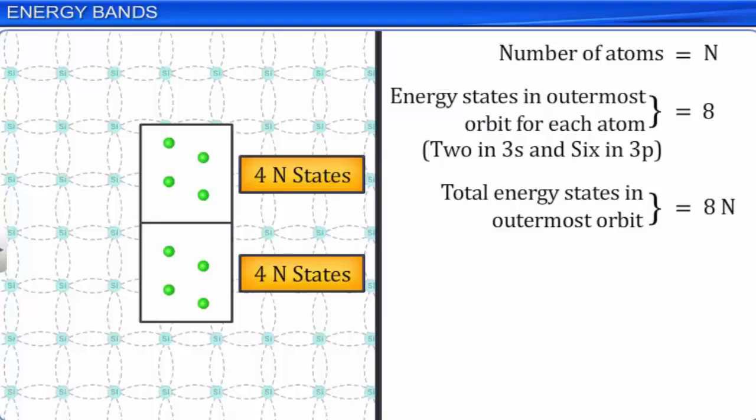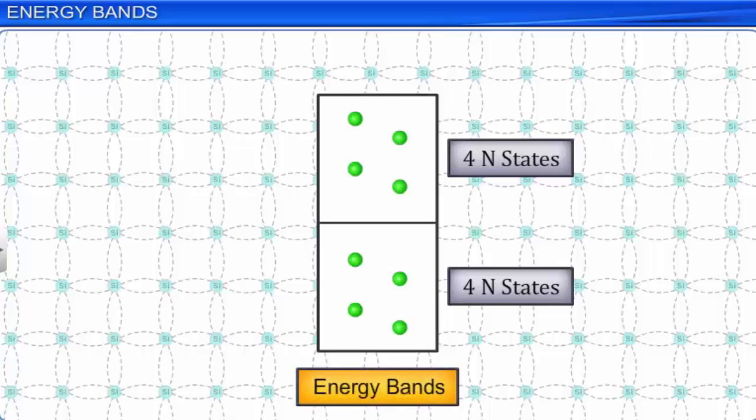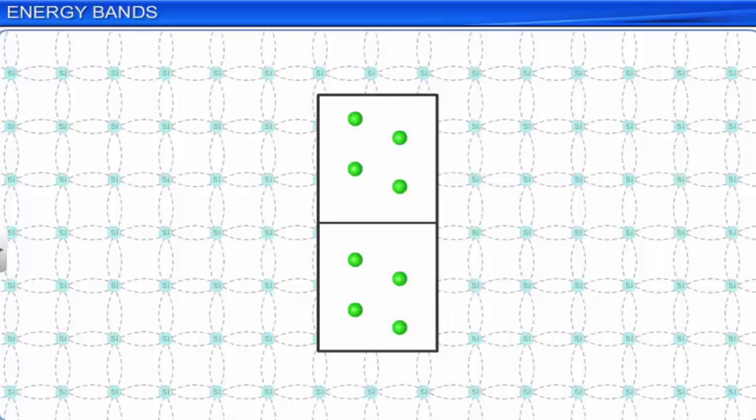In a crystal, each energy level or state is split up into a large number of closely spaced sublevels. A group of such sublevels with continuous energy variation is called an energy band. For a silicon atom, the lower 4n energy states contain electrons that are in bonding, and such energy states are called the valence band. Therefore, the term valence band refers to a group of energy levels which contains bonded electrons.